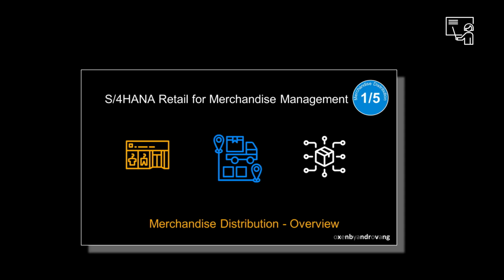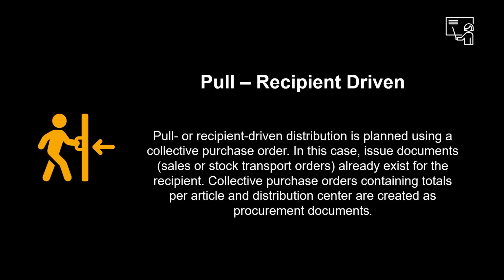Let us look at the basics of pull-based cross-docking. If you have not already done so, we recommend you view episode 1 in this mini-series. It provides an overview of the four main merchandise distribution methods in S/4HANA Retail for Merchandise Management. Pull or recipient-driven distribution is planned using a collective purchase order. In this case, issue documents, sales or stock transport orders already exist for the recipient. Collective purchase orders containing totals per article and distribution center are created as procurement documents.